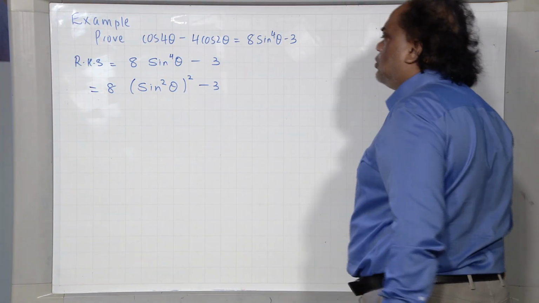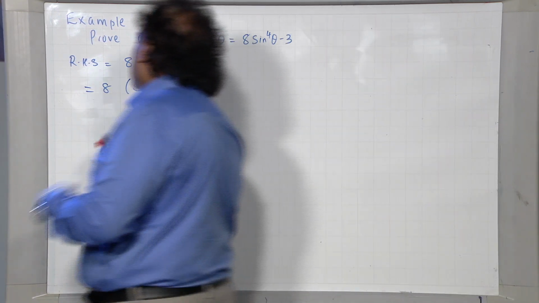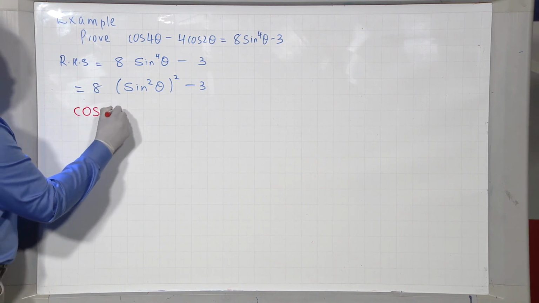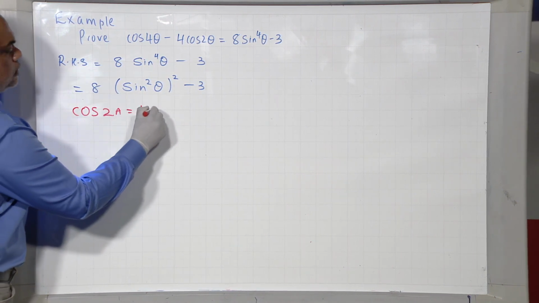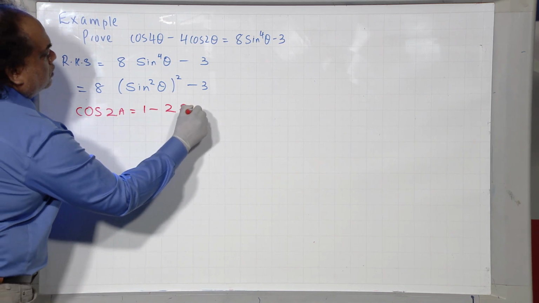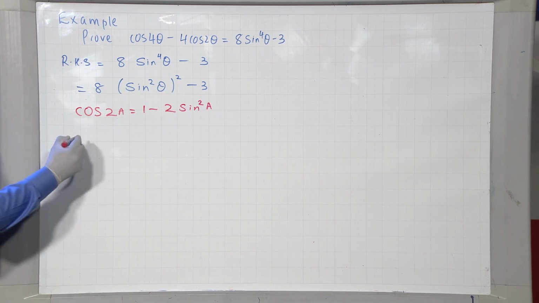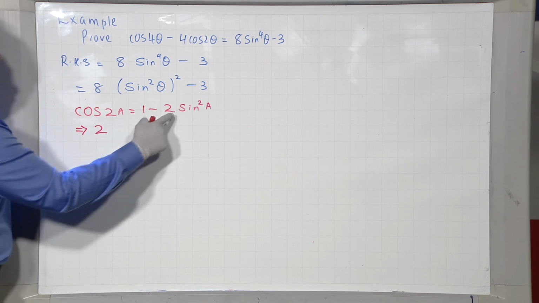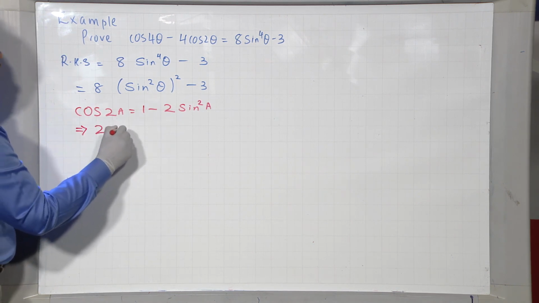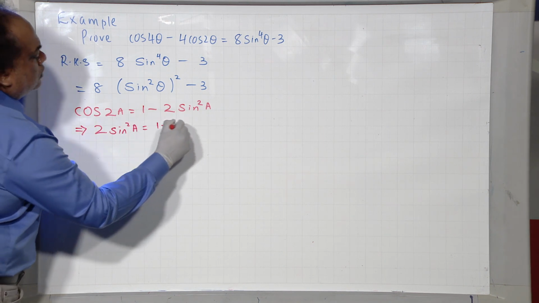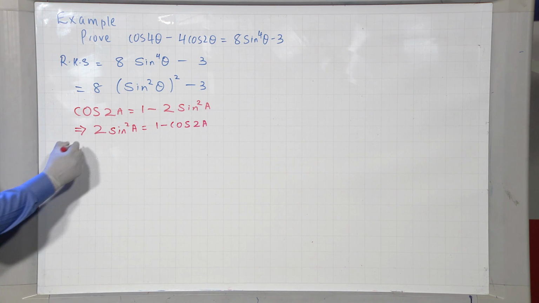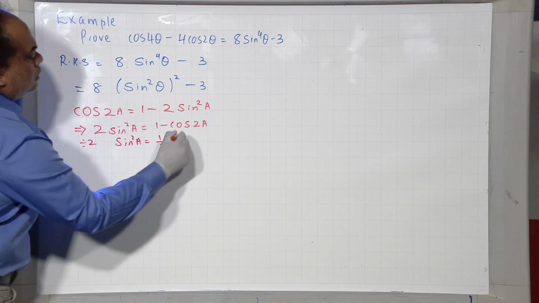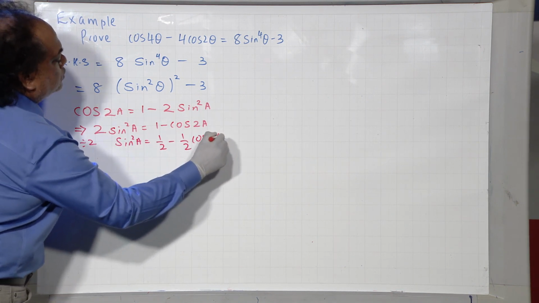And why did I write it in terms of sine squared? Because I knew the double angle formula, which says that cos of 2a is 1 minus 2 sine squared a. So if I want to make sine squared the subject of the formula, I transfer it to the left-hand side: 2 sine squared a is 1 minus cos 2a, divided by 2. Sine squared a is half minus half cos 2a.